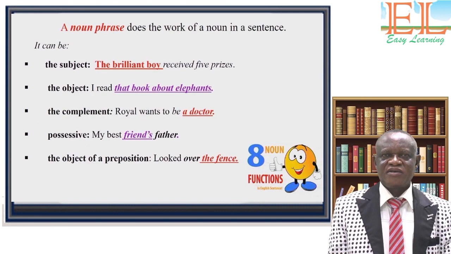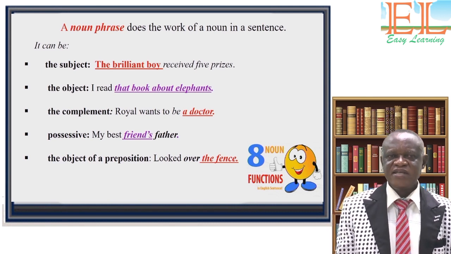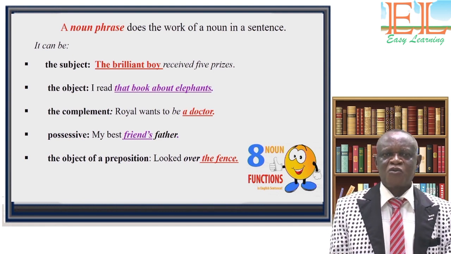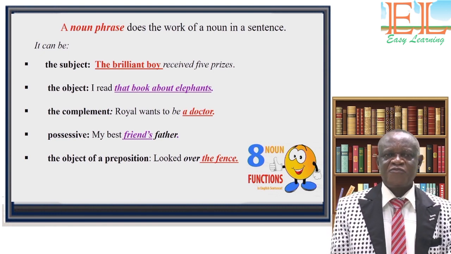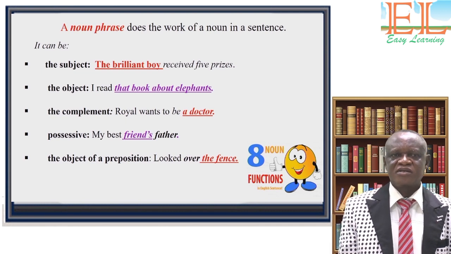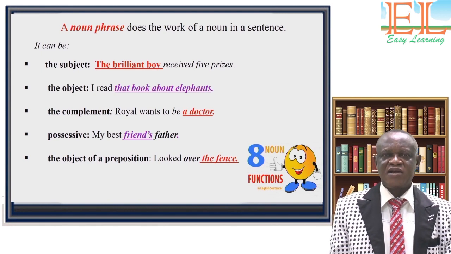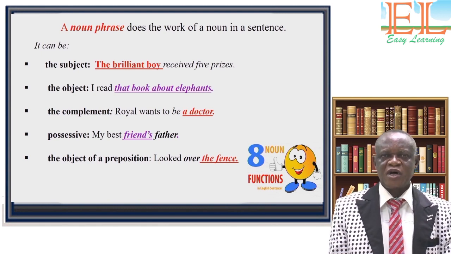A noun phrase does the work of a noun in a sentence. So the noun phrase performs the functions of a noun. The noun phrase can be the subject in a sentence, as in, the brilliant boy received five prizes. So here we have the brilliant boy performing the function of subject of the verb received. It can also function as an object. I read that book about elephants. That book about elephants is the object of the verb read.